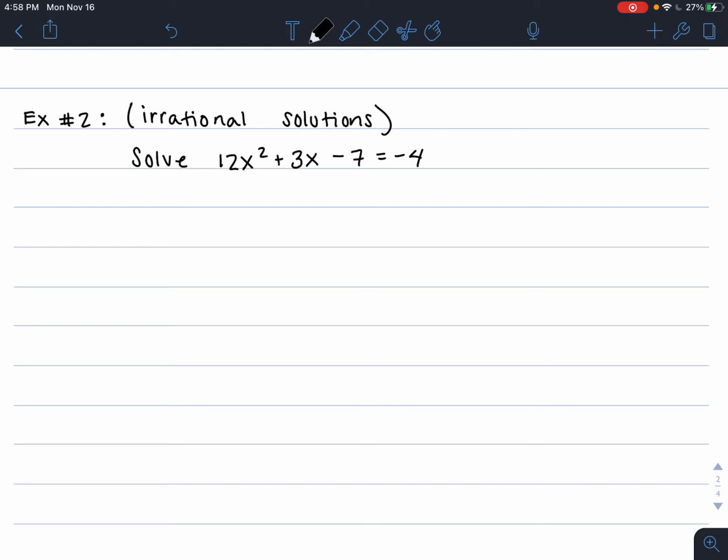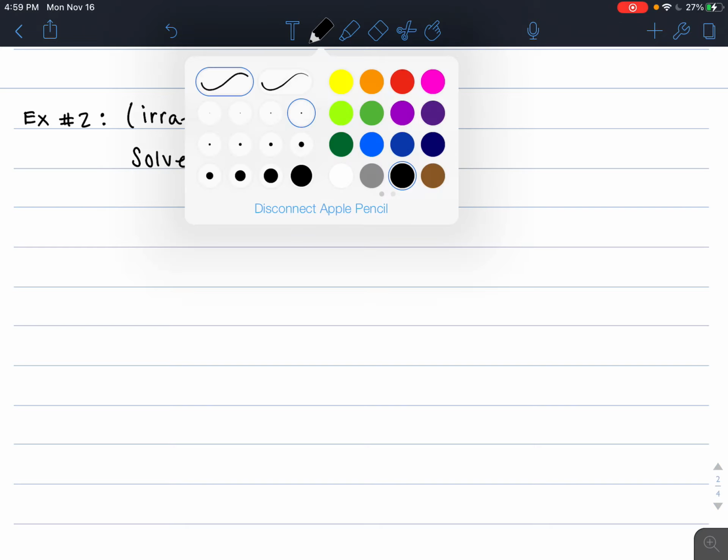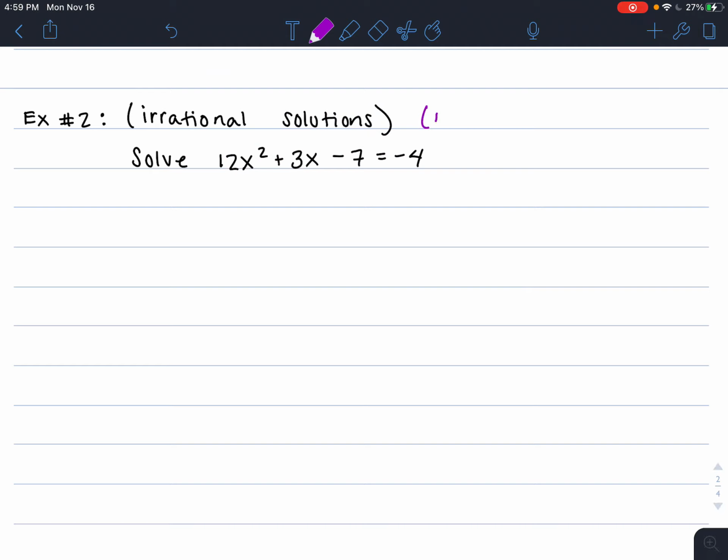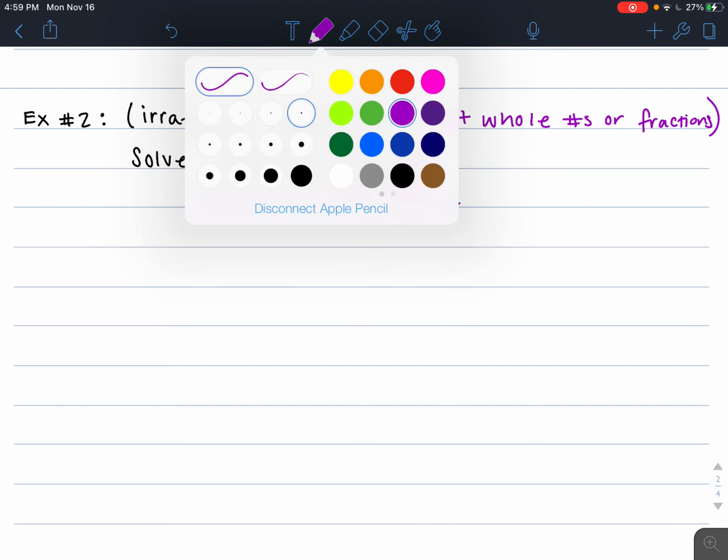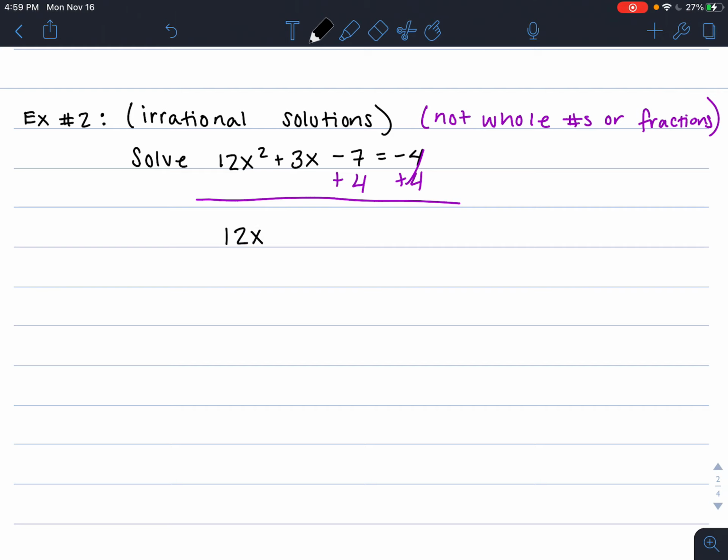Our next example is going to be of something called irrational solutions. Irrational solutions just means these are not whole numbers or fractions. There's going to be square roots involved. We're going to solve 12x squared plus 3x minus 7 equals negative 4. The first thing I need to do is make it equal to 0, so I'm going to add 4 to both sides, combining it with my like term of negative 7. Now I'm going to be solving 12x squared plus 3x minus 3 is equal to 0.